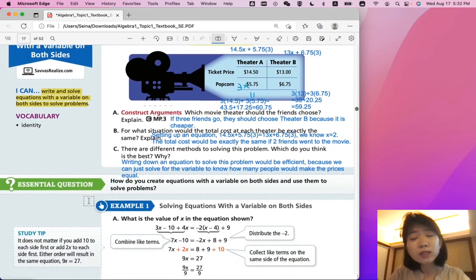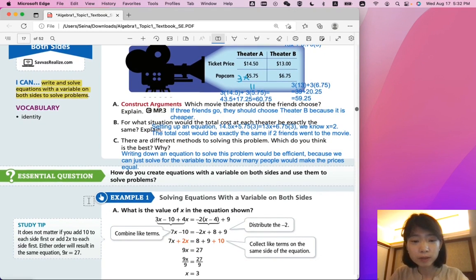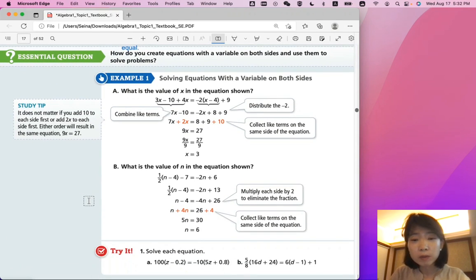Okay, so throughout this lesson, we'll think about how we could create equations with a variable on both sides and use them to solve problems. Look at example 1. Solving equations with a variable on both sides. Part A. What is the value of x in the equations shown? So if the equation is already set up, you should know how to solve them.